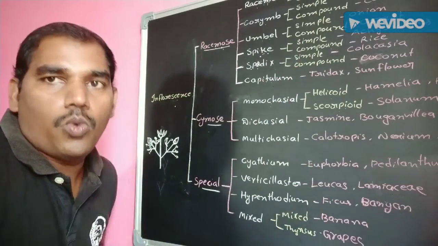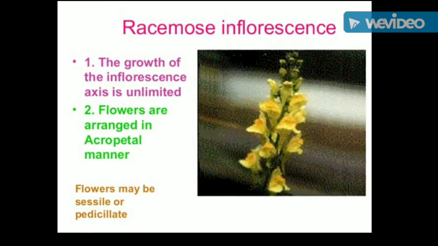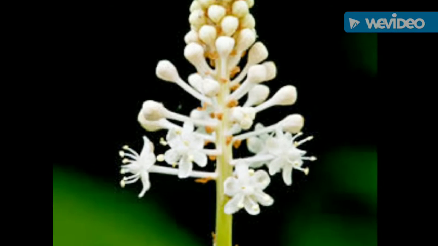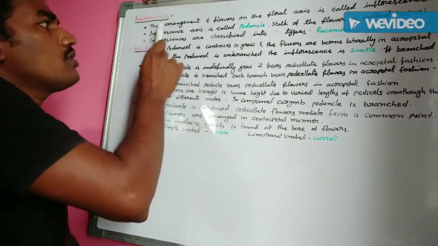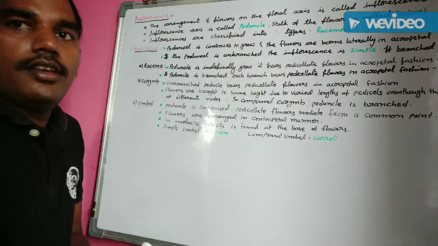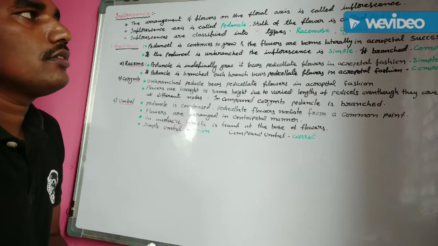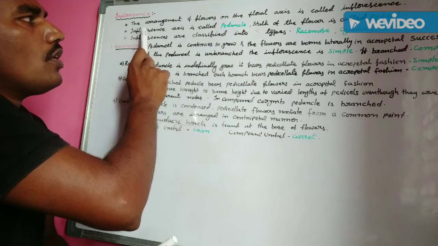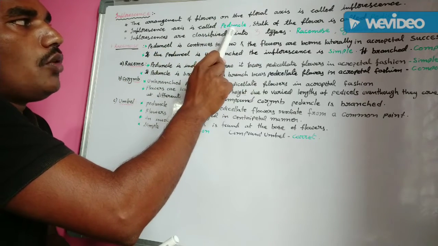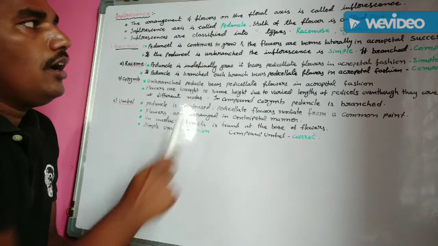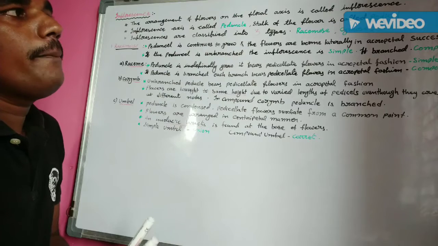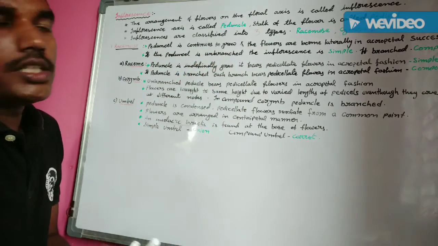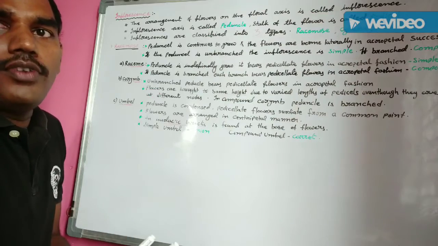These are the different types of inflorescence in the plant kingdom. Let us discuss one by one and briefly. Inflorescence means the arrangement of flowers on the floral axis. Okay, the arrangement of flowers on the floral axis. This inflorescence axis is known as peduncle. And the stalk of the flower is called pedicel. I've already discussed. These inflorescences are classified into three types. What are they? Racemose, cymose, special type of inflorescence.